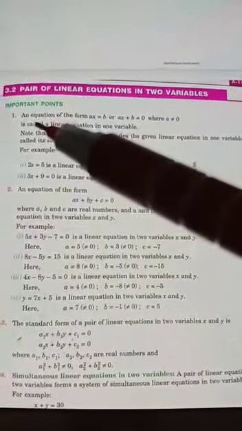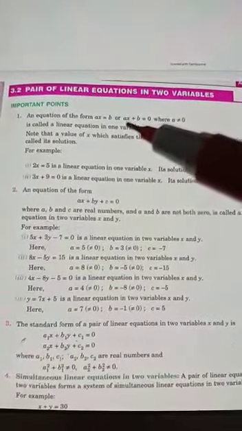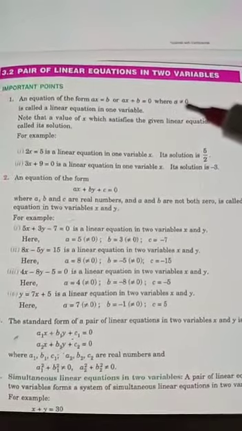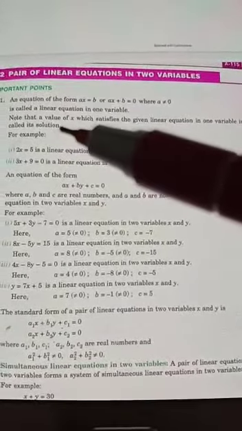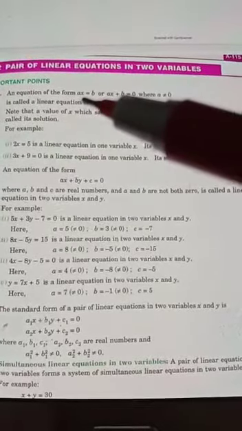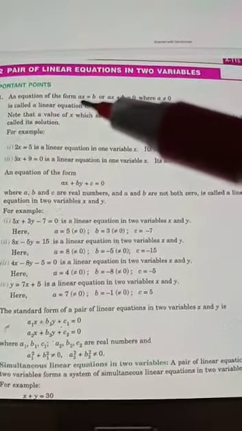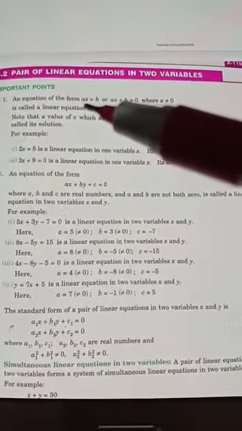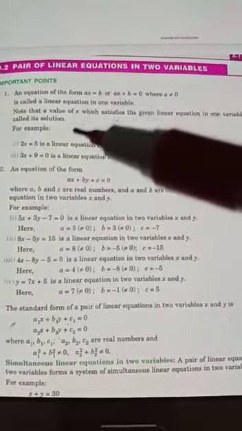First point: an equation of the form ax = b or ax + b = 0, where a is not equal to 0, is called a linear equation in one variable. Note that a value of x which satisfies the given linear equation in one variable is called its solution. The variable given here is x, and it is said to be linear because the degree of x is 1.